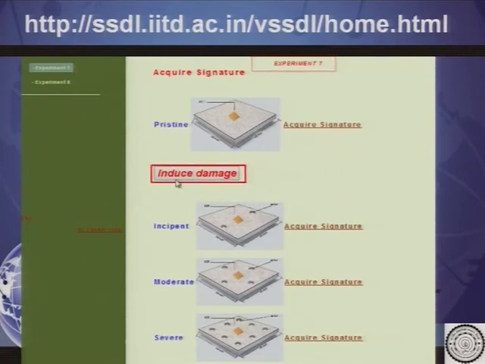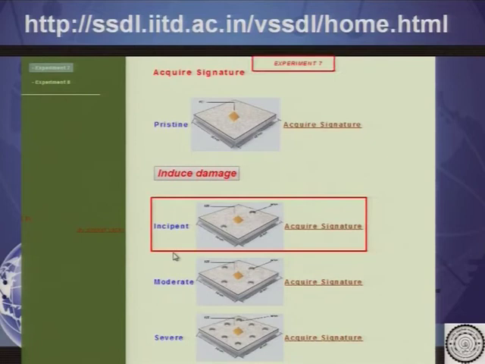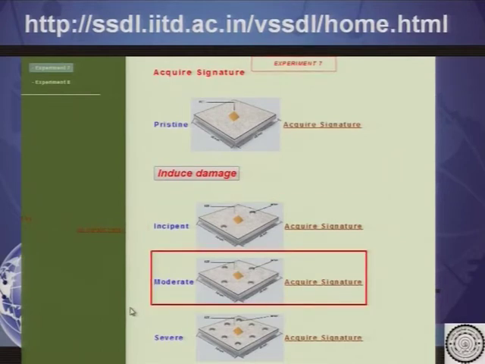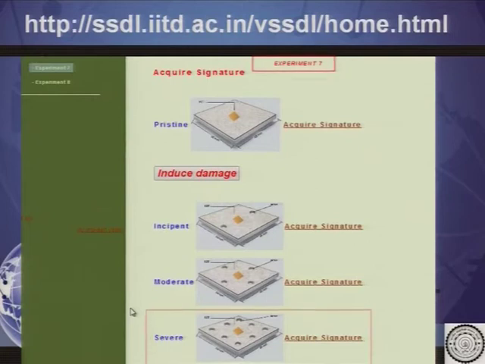So, when he presses this button, induce damage, 3 different types of damages will be given in this 2D structure. First is the incipient damage, second is the moderate damage and third is the severe damage. In the incipient damage, we have created 2 holes in this 2D plate structure, for the moderate 4 holes and for the severe we have created 6 holes. So, the steps which we have done for the pristine stage will be repeated again for the incipient level damage and then for the moderate level and severe damage.